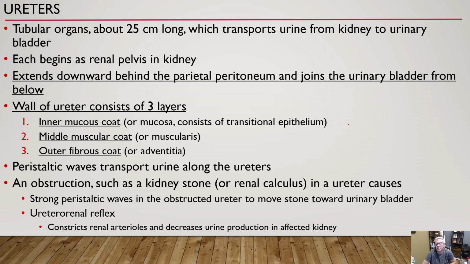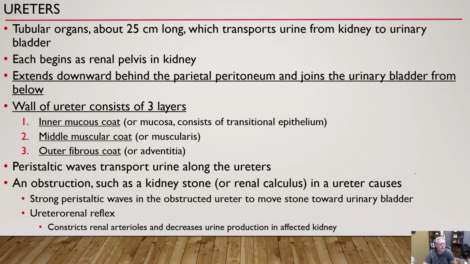The ureters are about 25 centimeters long, and they connect the kidney to the bladder. They are still behind the parietal peritoneum, and they join the bladder from below. They have 3 layers: the inner mucosal layer, the middle muscular coat, and the outer fibrous coat. The inner coat is the mucosa, the middle coat is the muscularis, and the outer coat is fibrous, or the adventitia. Remember, that inner layer is transitional epithelium, or uroepithelium.